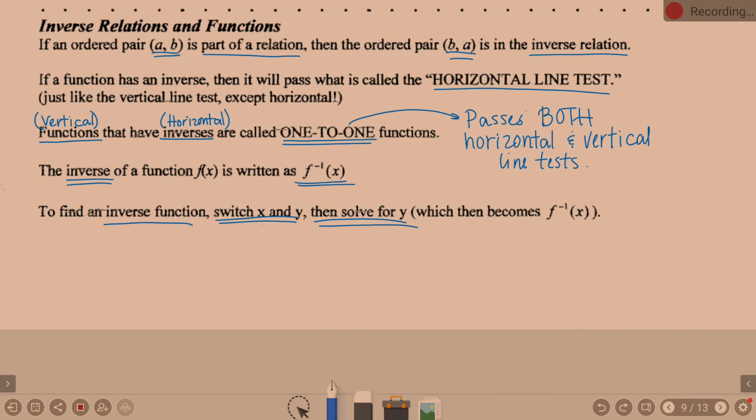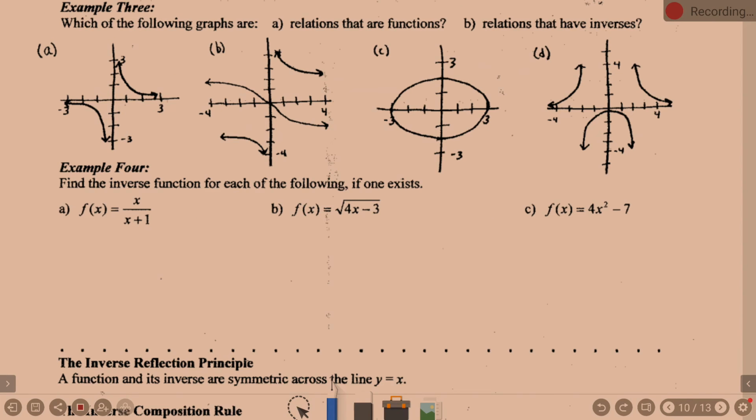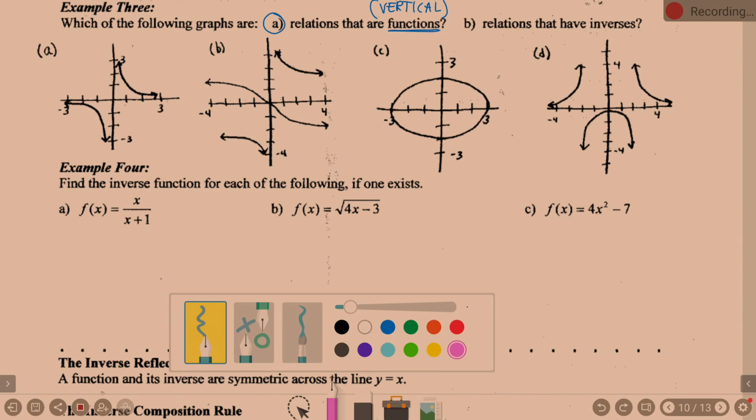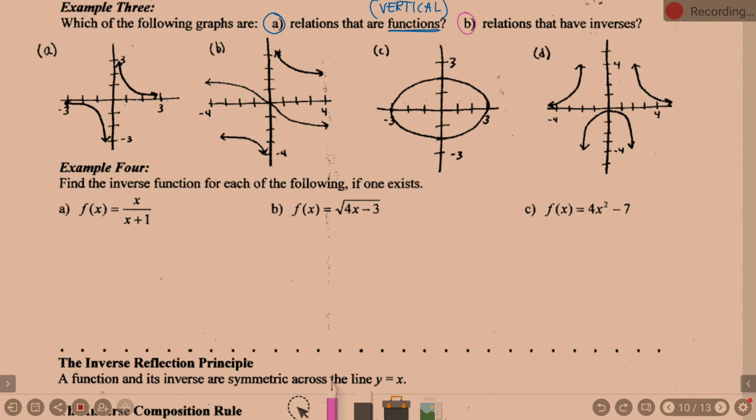I think you'll like these top few. There's 2 questions on each graph. Which of the following graphs are A, functions, so which are relations that are functions, and B, which are relations that have inverses? Okay? So, 2 questions here. A, relations that are functions. How am I going to know if it is a function? If it is a function, it's going to pass the vertical line test. Okay, good. How am I going to know for part B questions if it has an inverse? If it passes the horizontal line test. Okay.